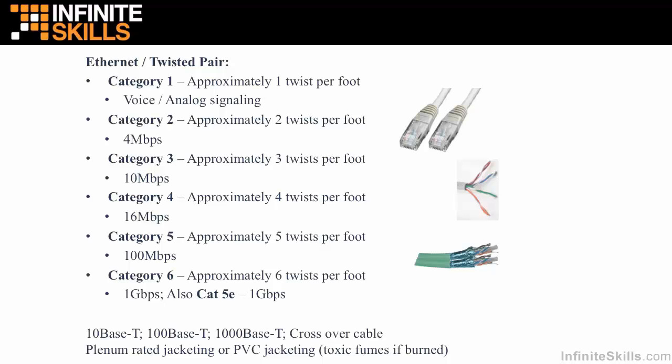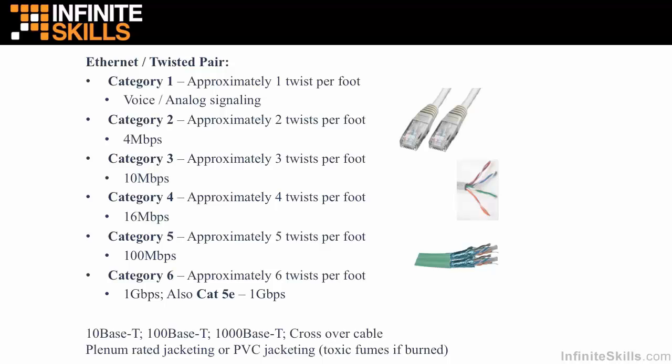Category 5, which is where many of our networks were installed, gave us 100 megabits. Today, we want greater data rates, so we're looking at gigabit Ethernet. And now we can either use a very highly refined Category 5 called Cat 5e to get 1 gigabit, but Category 6 was intended as the 1 gigabit per second UTP type of cabling.